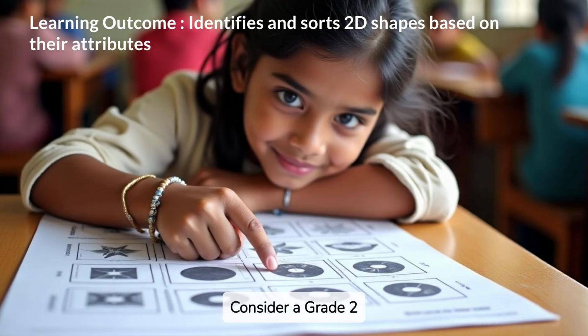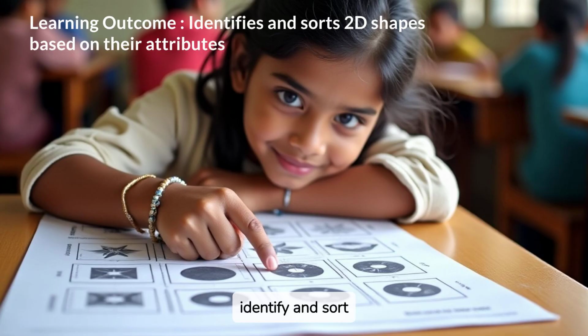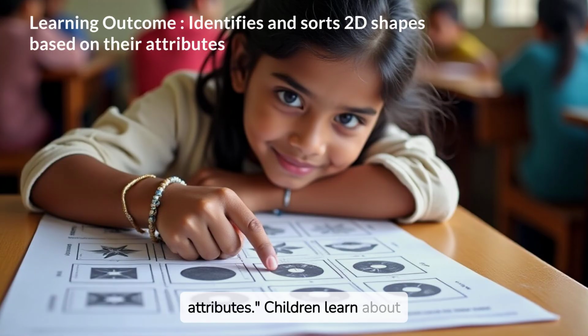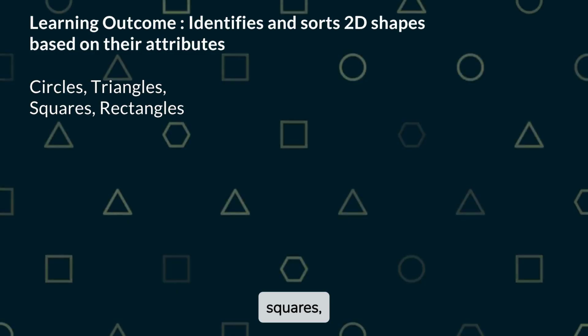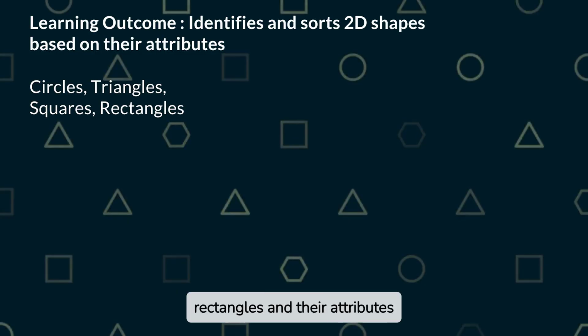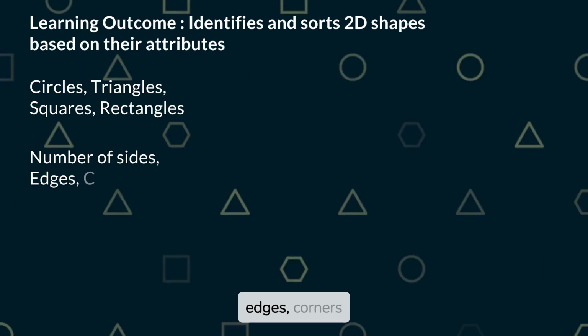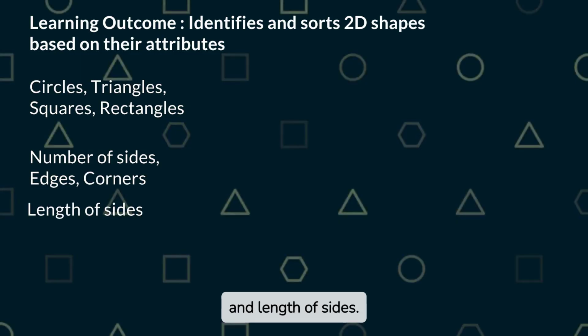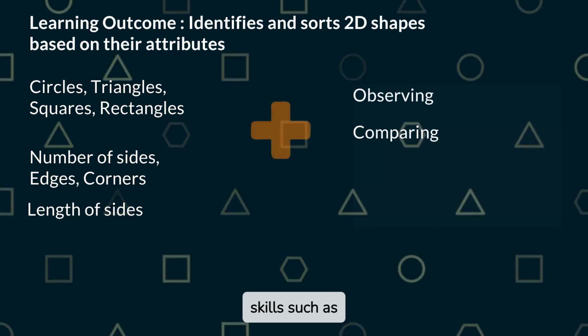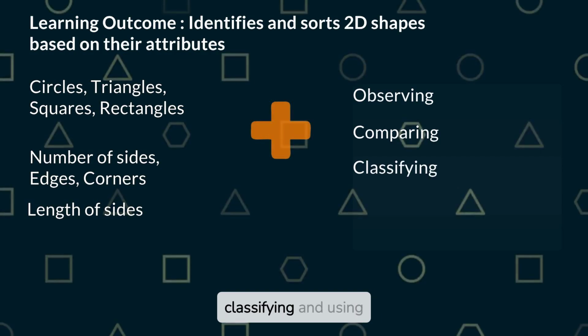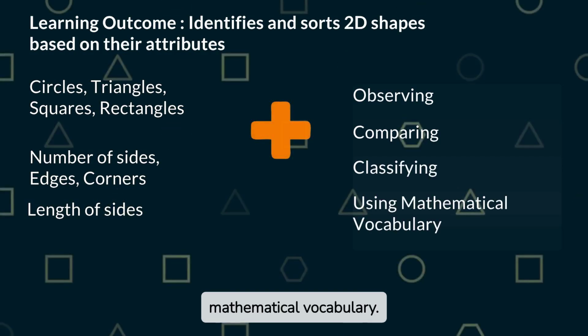Consider a Grade 2 mathematics learning outcome. Students identify and sort two-dimensional shapes based on their attributes. Children learn about two-dimensional shapes, circles, triangles, squares, rectangles, and their attributes, like number of sides, edges, corners, and length of sides. This is the content. To achieve this outcome, they apply skills such as observing, comparing, classifying, and using mathematical vocabulary.